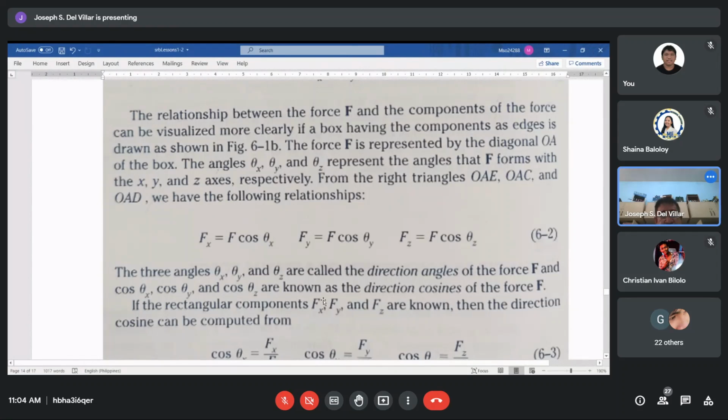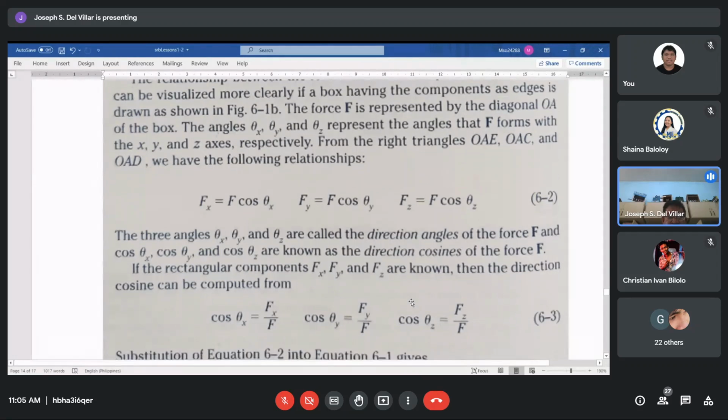Okay? Now, the three angles are called direction angles. Yung theta x, theta y, theta sub z. They are all called direction angles of the given force. No? So they are the direction angles of the given force. Now, kapag yung direction angles, nilagyan na natin ng cosine ang bawat isa, then they are already called direction cosines. Okay? So, halimbawa, yung theta x, cosine theta x. Yung theta y, cosine theta y, cosine theta z. So, they are already transformed into direction cosines of the force.